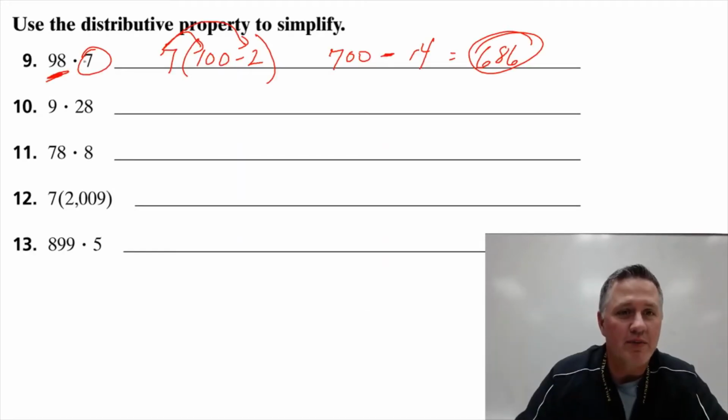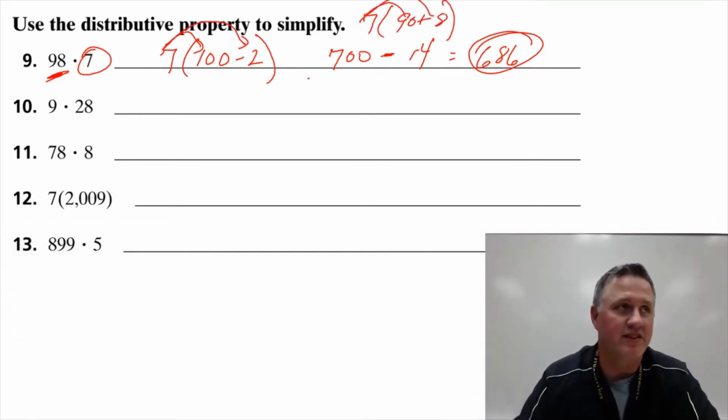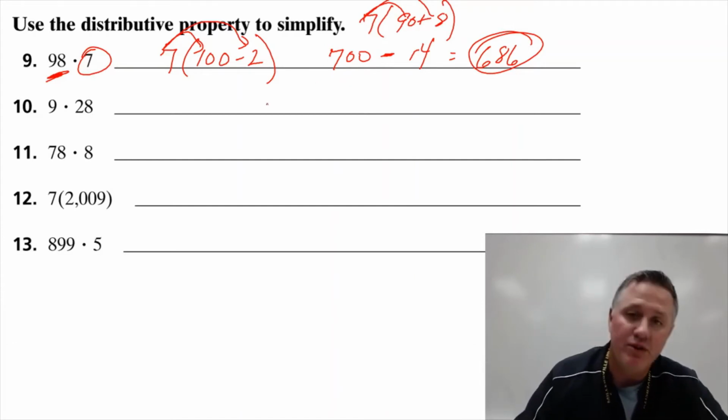Another way to do that problem is doing 7 times 90 plus 8. All right. In that case, you get 630 plus 56. It's a little bit weirder to do it that way, but you can, definitely.